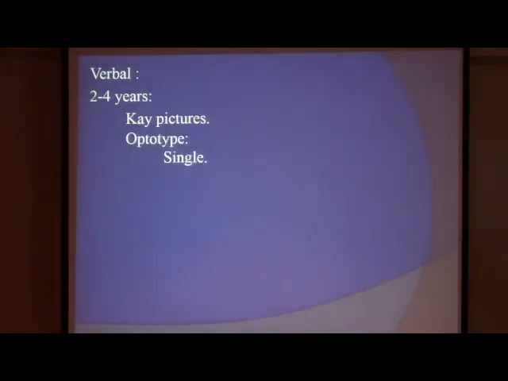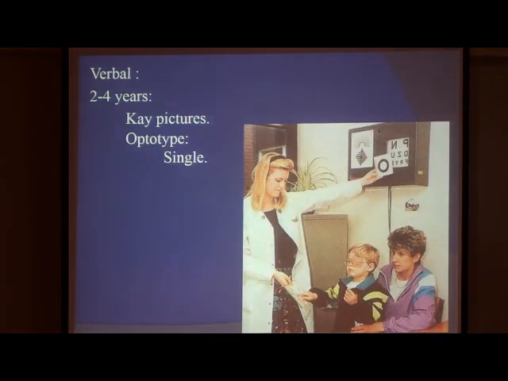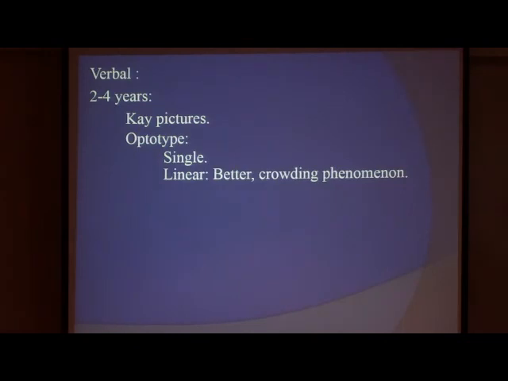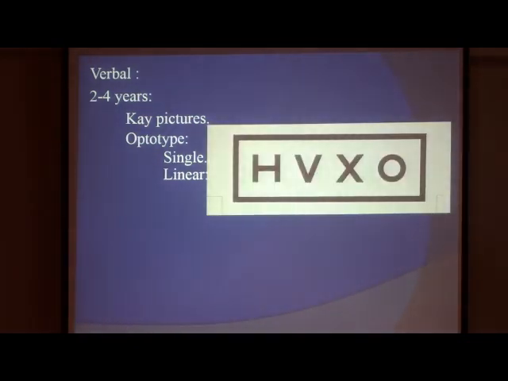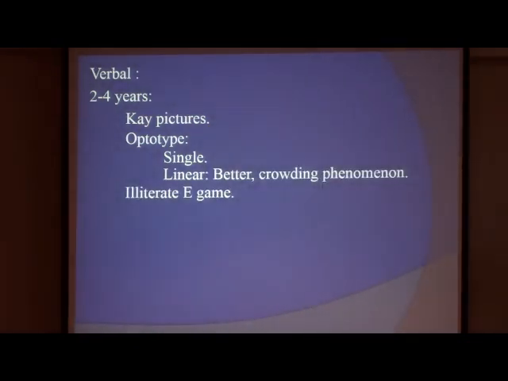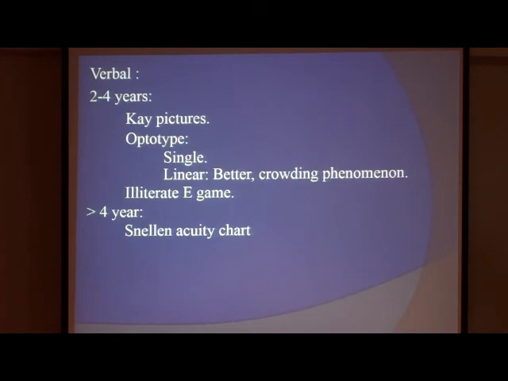In verbal children, 2 to 4 years, we can go for Kay pictures to identify optotypes, either single optotype, but usually a single optotype can underestimate amblyopia, so linear is better because of the crowding phenomenon. For the letter E game, it's like telling him that this is an animal with legs, or a table with legs, and asking to which side it is directed. More than 4 years can actually identify Snellen acuity.